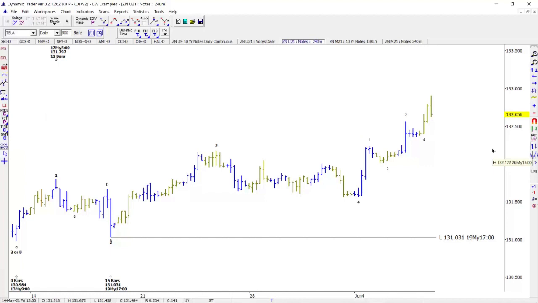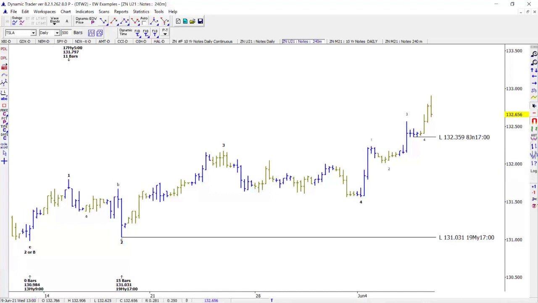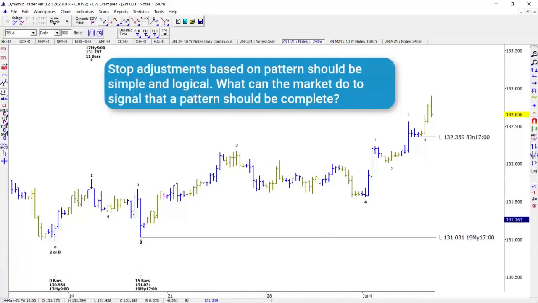So where would we adjust our stop? Well, there's no reason at this point in time, based on pattern, if we were long this market, to have the stop any further than just below this little swing low. Is this a 1, 2, 3, 4, and we're in wave 5, and is this 1, 2, 3, 4 of 5? Based on pattern, it sure looks like that.